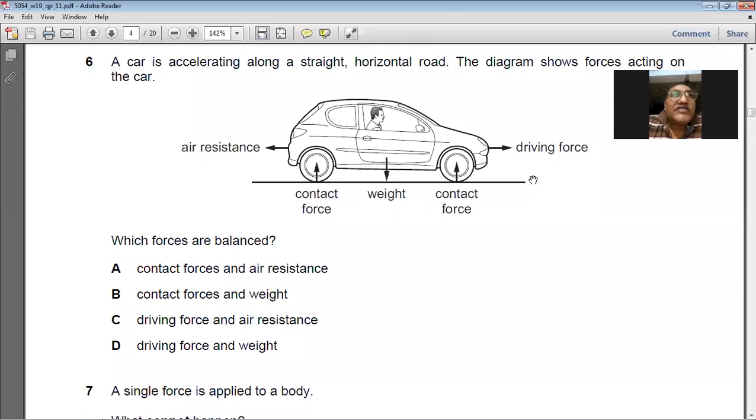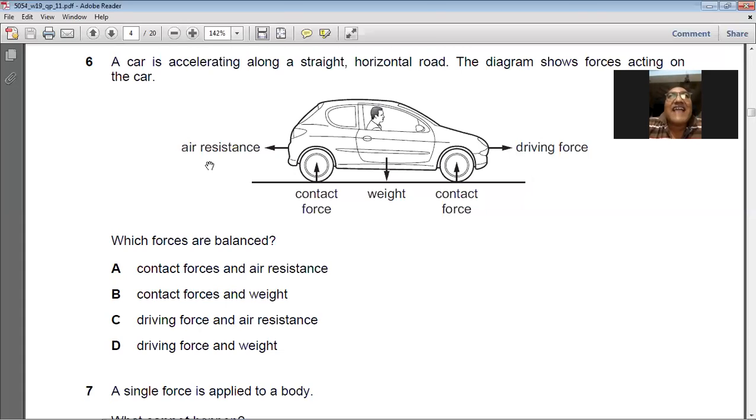A car is accelerating along a straight horizontal road. The diagram shows forces acting on the car. Underline this word: accelerating. When the thing is accelerating, there is some resultant force. It means that the driving force and the air resistance are not equal to each other.